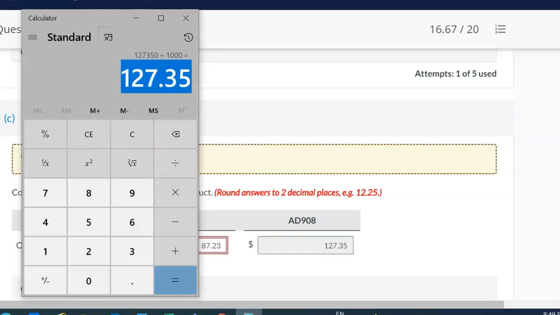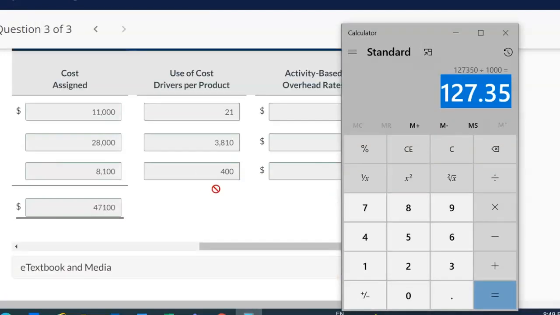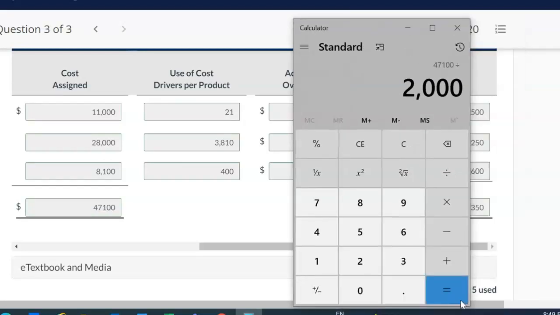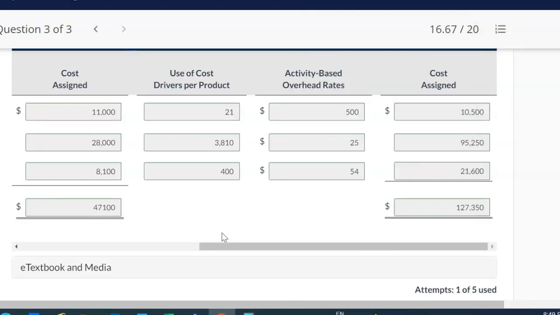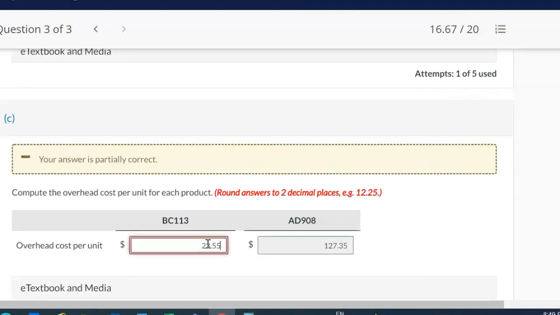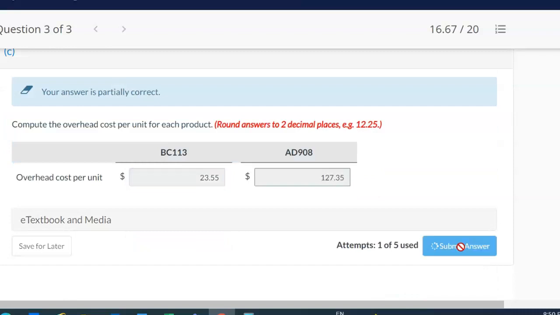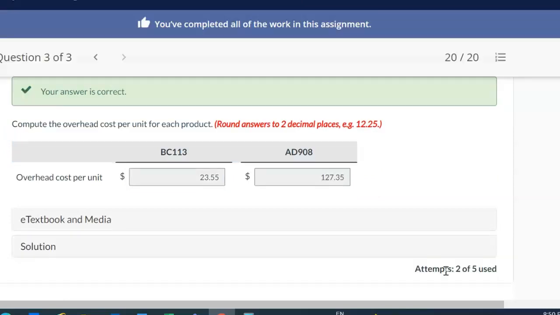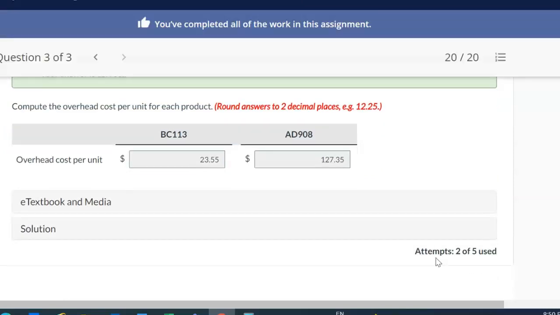So, you're saying there's a problem? Is the answer right? One more time. 1,275. Equal. How come? Okay. Now we're cooking up here. All right. That's activity-based costing.